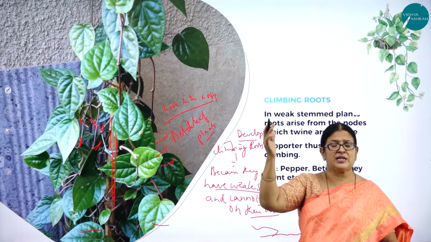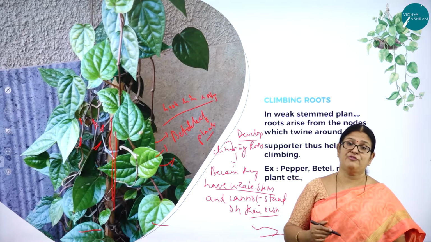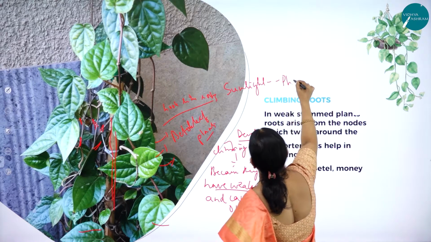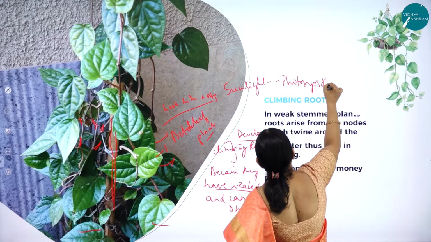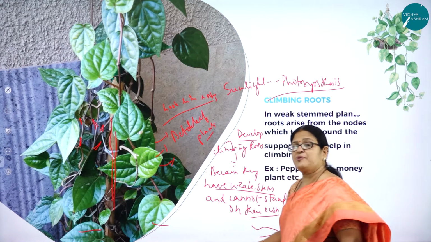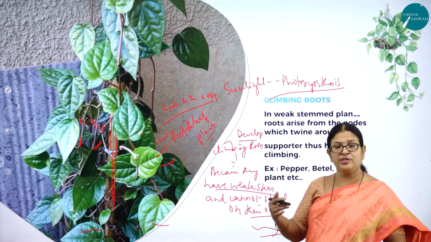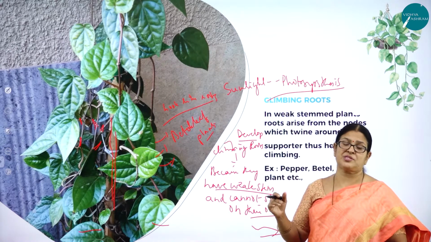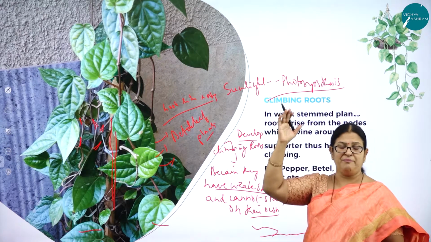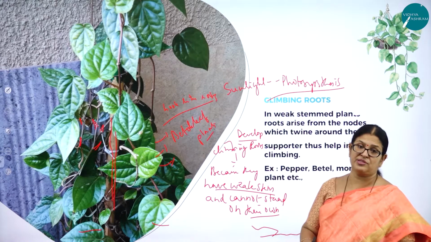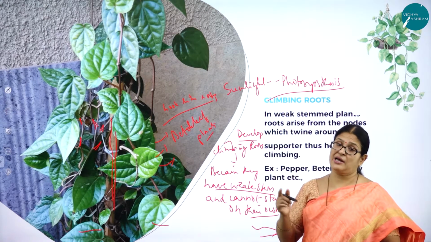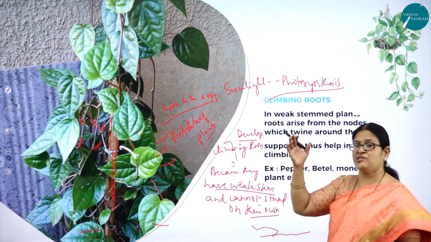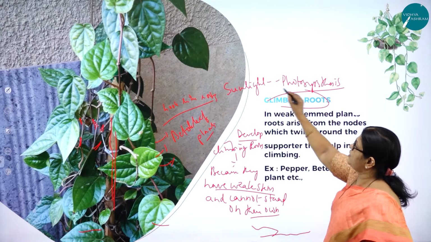And why do they climb? Because they need sunlight for what? For photosynthesis. They require sunlight, which is a very important raw material for photosynthesis. Just because they cannot get sunlight, do you think they remain downwards? No, they take the support of some other plant and start climbing to get sufficient sunlight for photosynthesis. Such roots, which take the support of other plants and climb and reach a higher part, are called what?